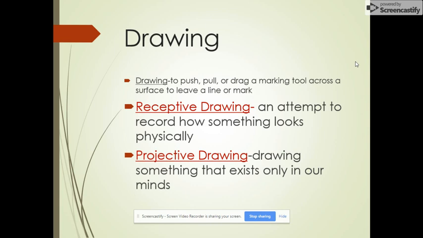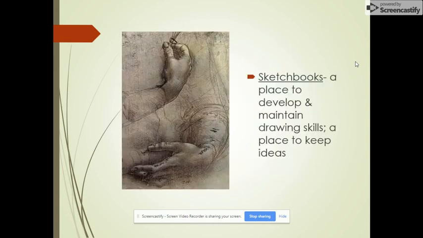If you're drawing a unicorn or a hobbit or just an abstract design, you're simply pulling what's in your brain, in your imagination or your memory, and you're projecting that onto a piece of paper. So hopefully these two will be pretty easy to differentiate. Oftentimes, receptive and projective techniques can be used together in combination.